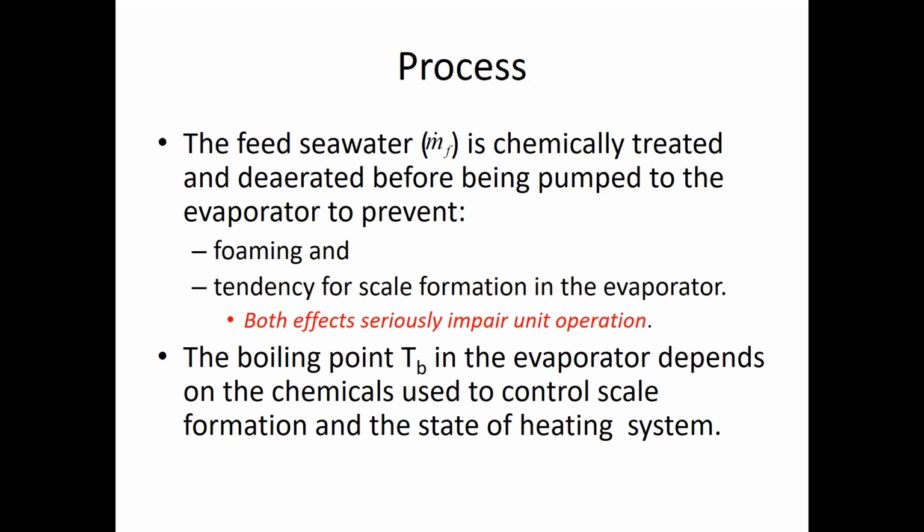We did not talk about pre-treatment in the solar still or in the HDH system, because most of the materials there are made of plastics. So you don't worry about rust, you don't worry about scaling, but here we do worry, because basically we are talking about units where we need to transfer heat as efficiently as possible, and that's why we use metallic surfaces. The boiling point elevation, again, or the boiling point in the evaporator depends on the kind of chemicals that you add to it to prevent scaling or to reduce scaling and fouling in the unit.